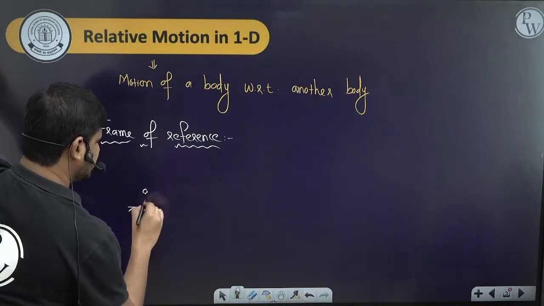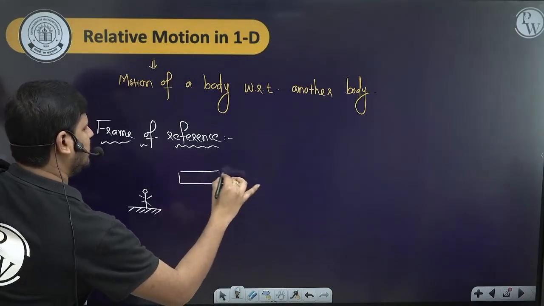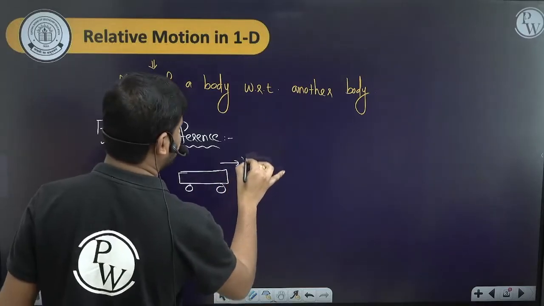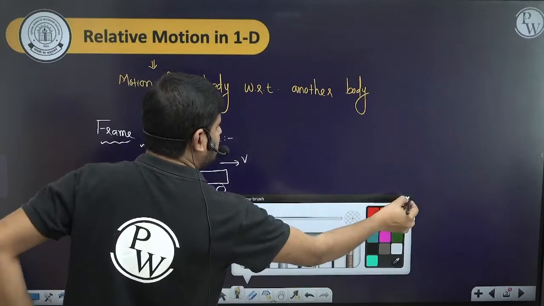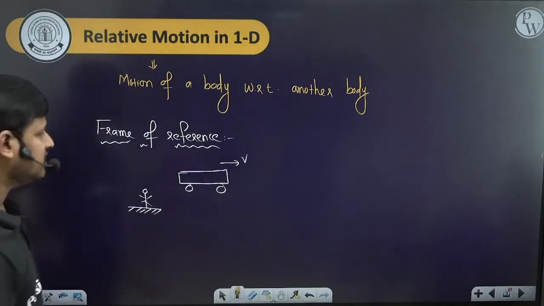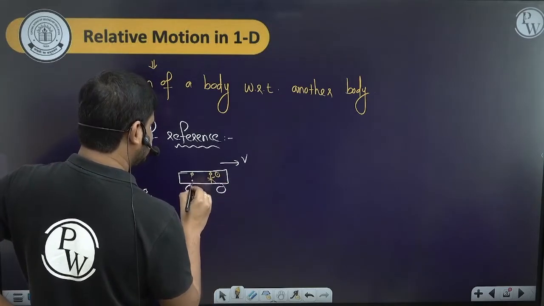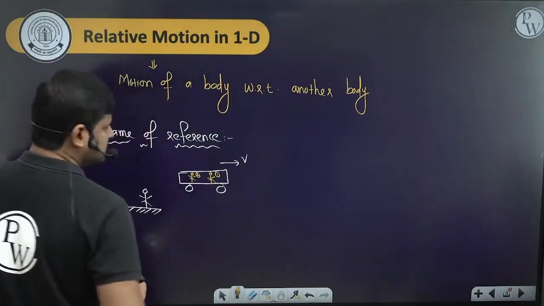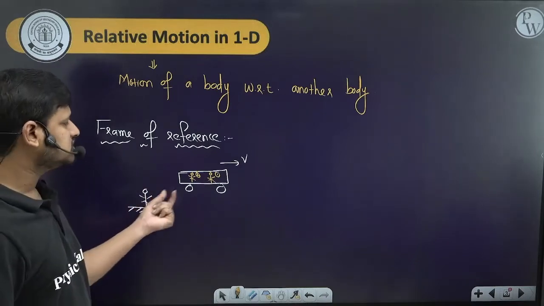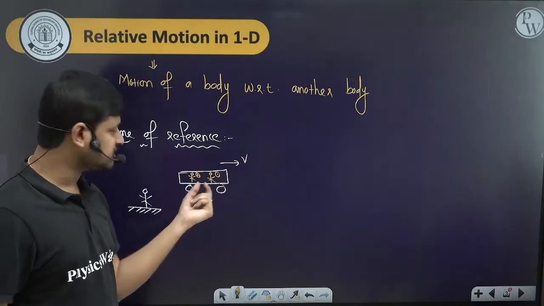Then a bus is moving. Consider this is a bus. This bus is moving with some velocity v. Now with respect to the person who is standing on the ground, this bus is in motion. Consider there is a person, person 1, and there is another person 2. Then I can say that, with respect to the person on the ground, person 1 is in motion and person 2 is also in motion.